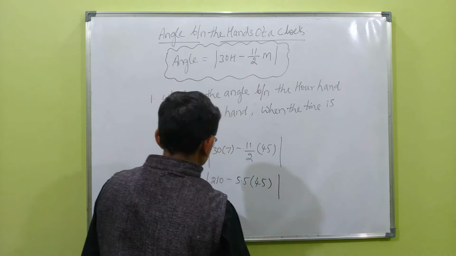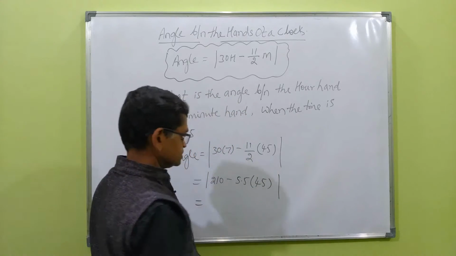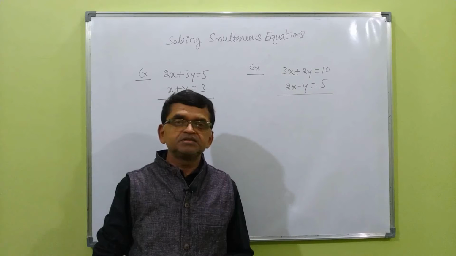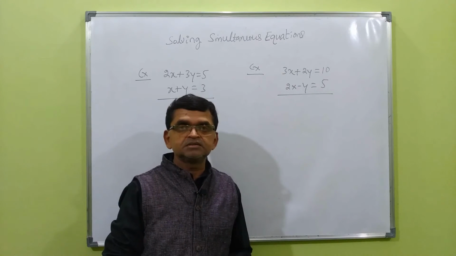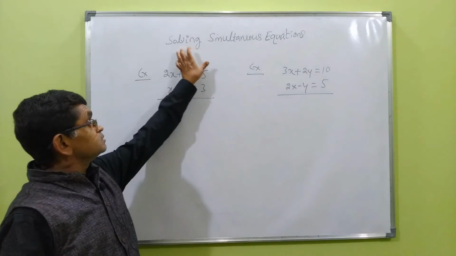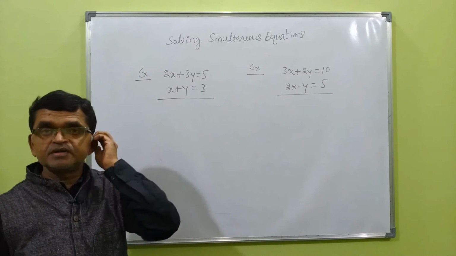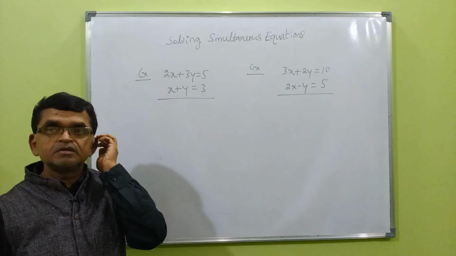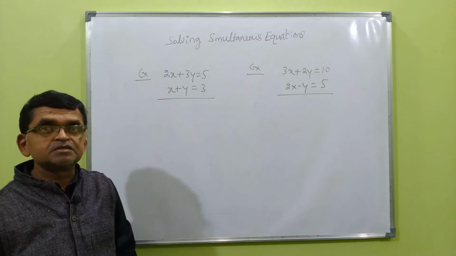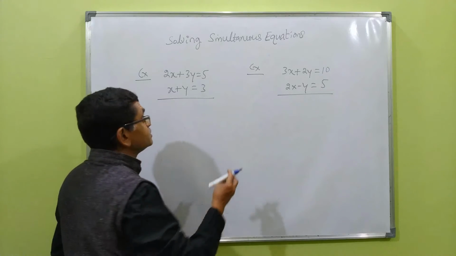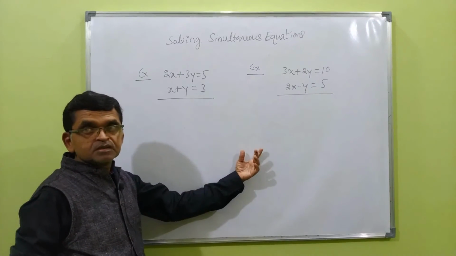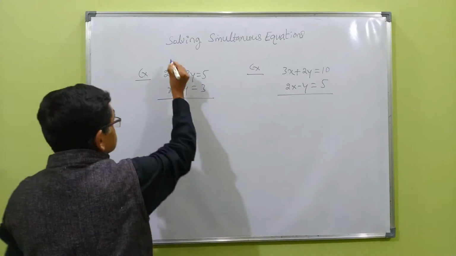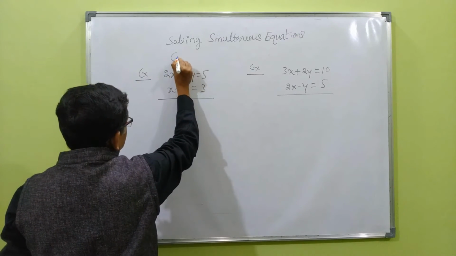Okay, you simplify and get the answer. Consider it very simple. Even you have studied these things in high school classes. See, solving simultaneous equations means finding x and y values when two linear equations of the same variables are given. There are many methods, some 5 methods are there. Among them, I am considering here Cramer's rule.